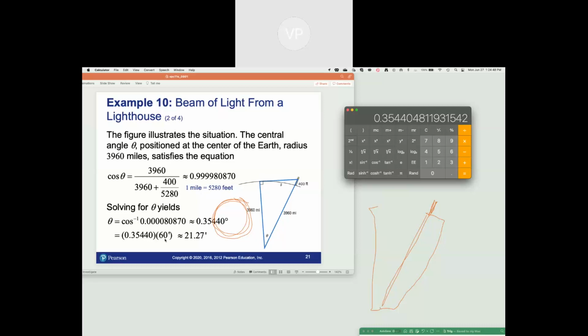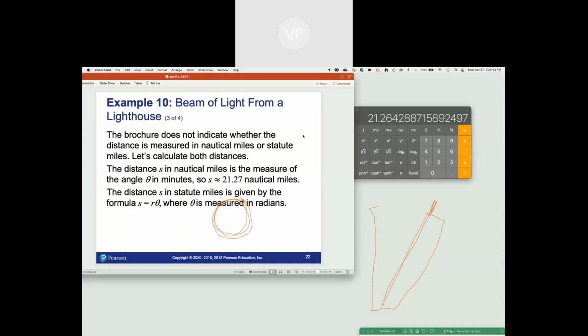So the reason they multiply this by the 60 is, if you know how degrees are broken up into minutes and seconds, like hours. So 60 minutes, that's what that little hash is. 60 minutes is 1 degree. So if we multiply that 60 times this decimal, that's going to tell you you have 0 degrees in 21.27 minutes. That's how much that angle is right there. So that's what they're trying to illustrate there.